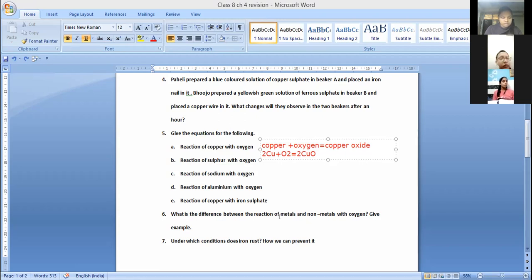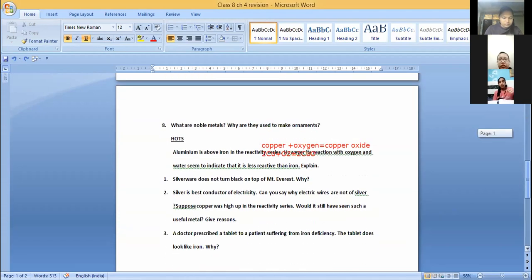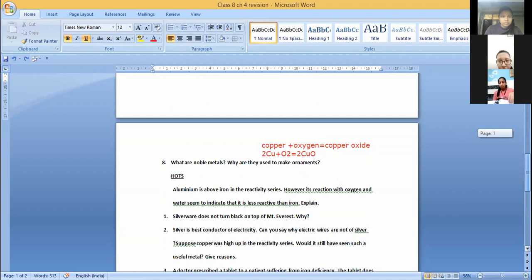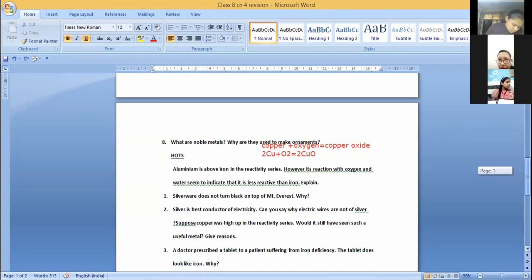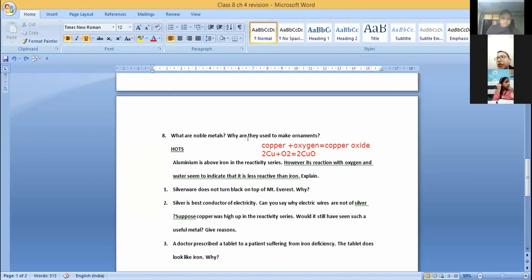Okay. Next, number 7. Under what conditions does iron rust? And how can we prevent it? Children, still a few questions are left. What are noble metals? It's very, very important. Noble metals are the metals which do not react, and that is why they are used to make ornaments like gold and silver, because these are non-reactive metals. These metals do not react. That's why they are known as noble metals. Children, very important questions all of these are. So you have to go through them. You won't be getting the direct questions, beta. Okay.